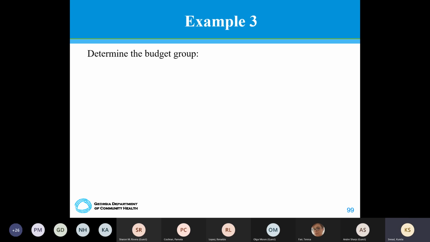And we determined that this is going to be a non-filer household. So how many people are in this budget group? 2. Correct. Thank you. The answer is 2. It's just Mercedes and Bam.